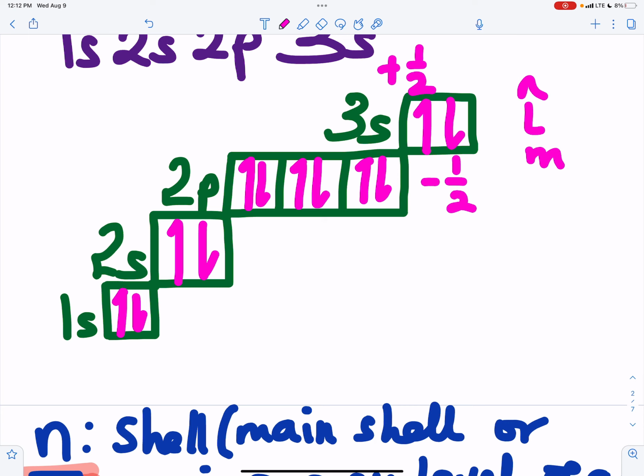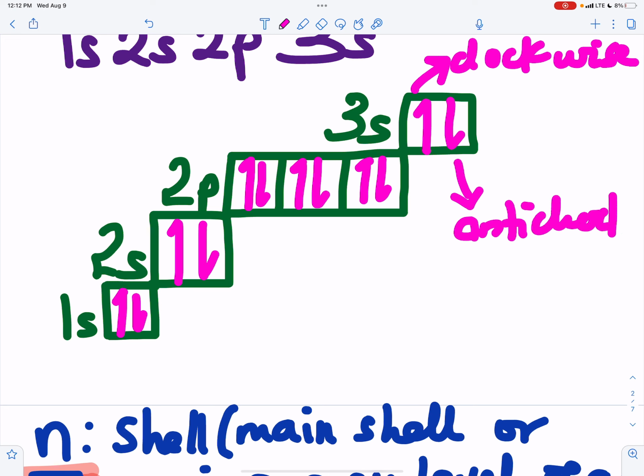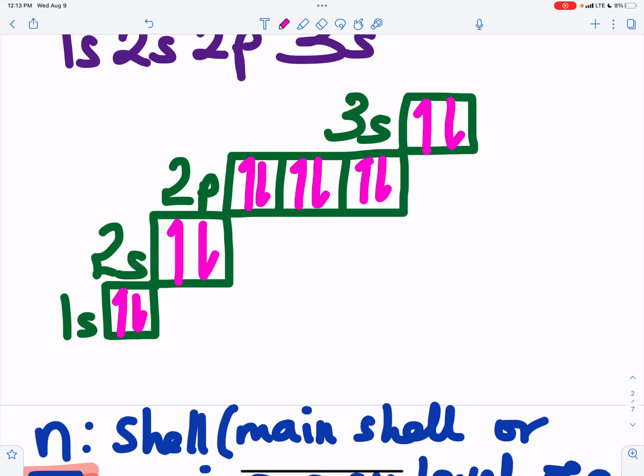Are you getting it? We call this orientation. Although they are in the same orbital, their orientations are different. This one is said to be oriented clockwise, while this one is oriented anti-clockwise. So that's the meaning of their spins being different. So let's go ahead and write.